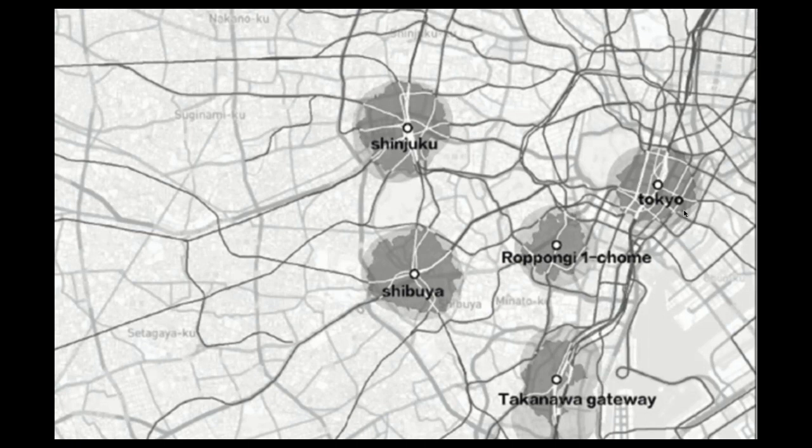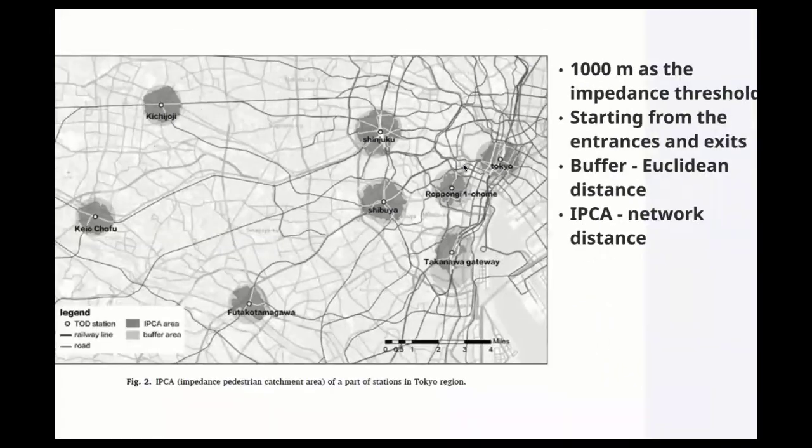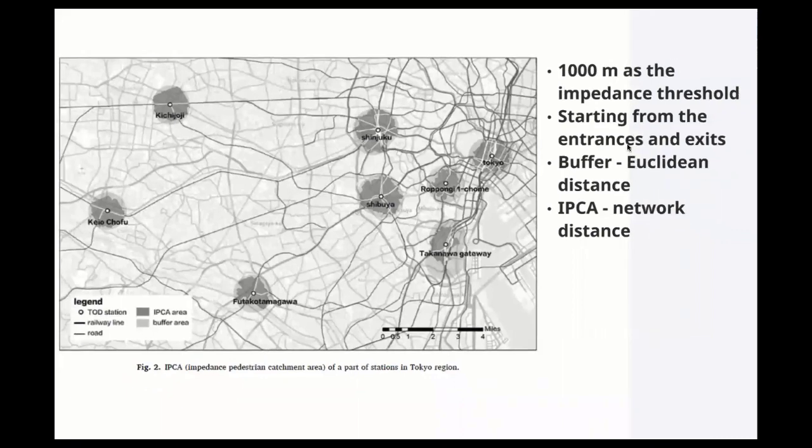So one way they're assessing this is to compare the size of the IPCA, the catchment area, with the size of the buffer. And so the bigger the ratio, which means closer to 1, basically the more efficient. So that's one way they're assessing the efficiency. And apparently they did their IPCA in ArcGIS with the Network Analyst, and the buffer tool is applied basically the same way.